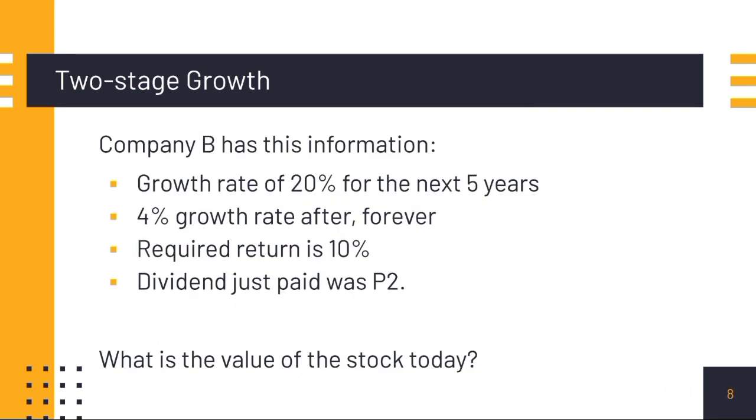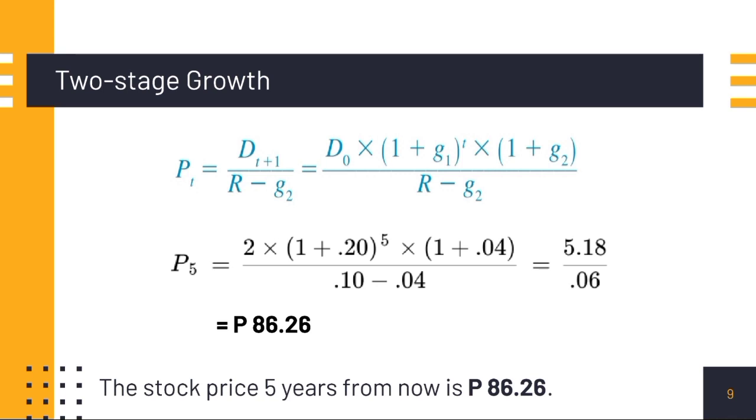Company B has this information. Growth rate of 20% for the next 5 years and 4% growth rate after forever. Required return is 10%. Dividend just paid was 2 pesos. The question is, what is the value of the stock today? So first, we will find the value of the stock at the start of the second stage, which is 5 years from now. Substitute the values to the formula for the second stage. Then use the calculator to find the value of P sub 5. The value of the stock 5 years from now is 86.26 pesos.